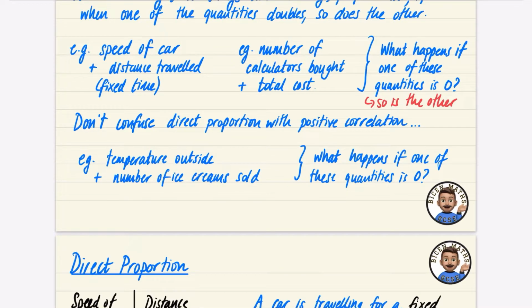And similarly, this would not necessarily be true that both of them would be zero at the same time. So what would happen if one of these quantities is zero? Well, maybe if the temperature was zero, there would be no ice cream sold, but it doesn't mean that if no ice creams were sold, that the temperature would be 0 degrees. So direct proportion and positive correlation are not necessarily going to be the same thing.